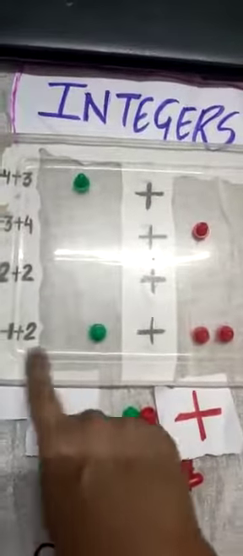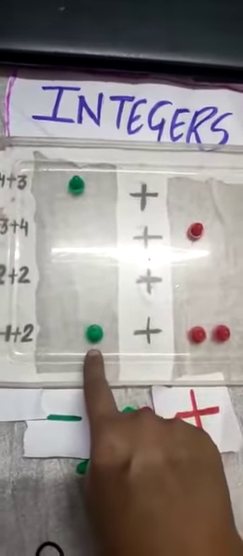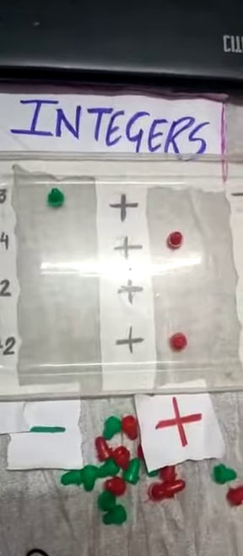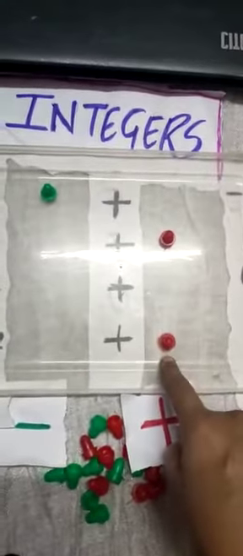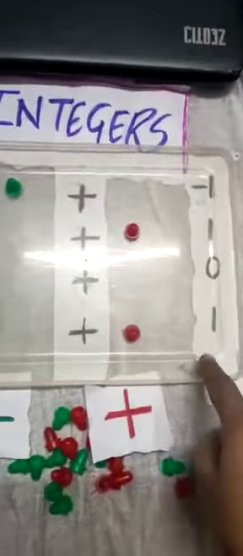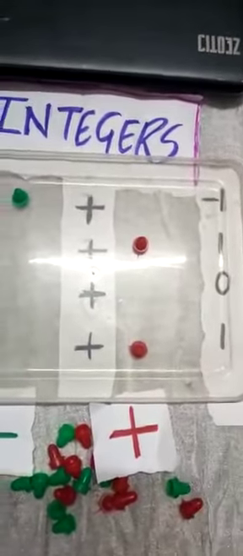Now next is minus 1 plus 2. Here we have minus 1, meaning 1 green bead, and 2 red beads. Make one pair of red bead and green bead so that we have 0. Now we are left with 1 red bead, meaning plus 1. So your answer is plus 1.